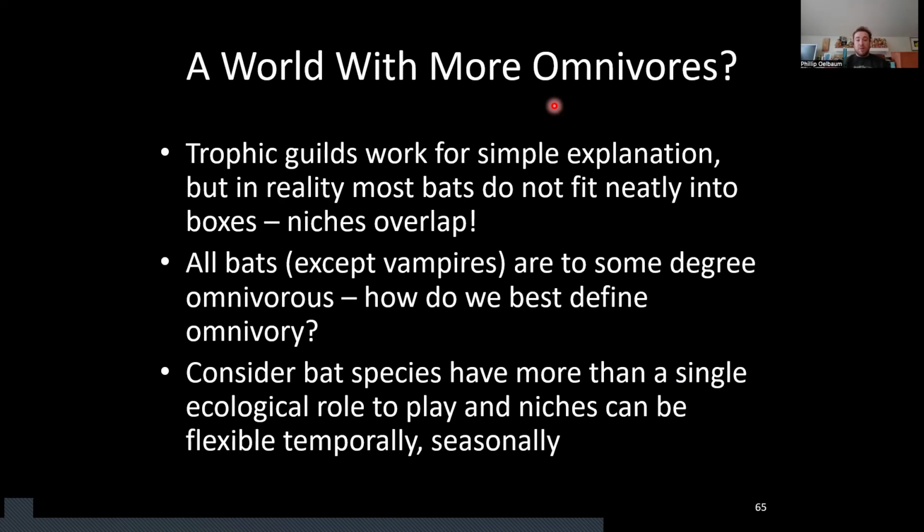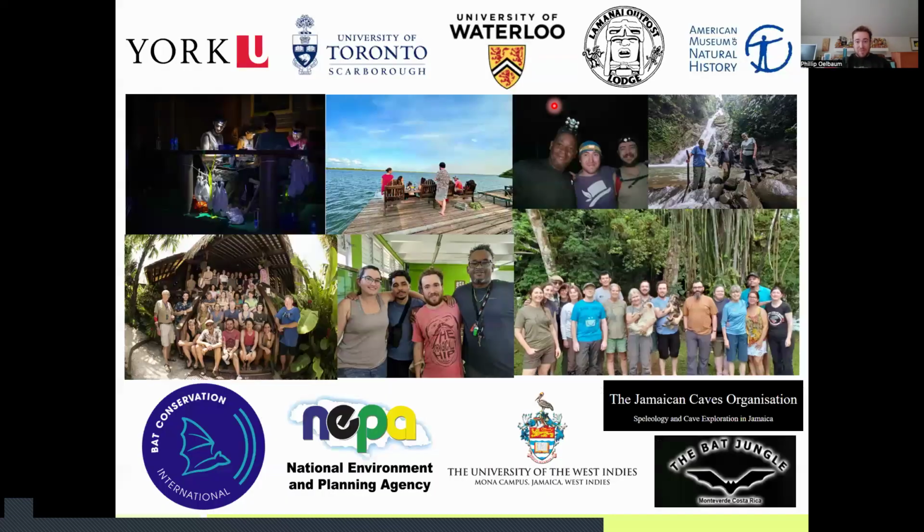I just wanted to consider that these bats have more than a single ecological role to play as well. So these niches can be flexible, temporally, seasonally. How these animals interact with each other in their environment changes over time as one of these other n dimensions. So yes, the n-dimensional hypervolume is alive and well.